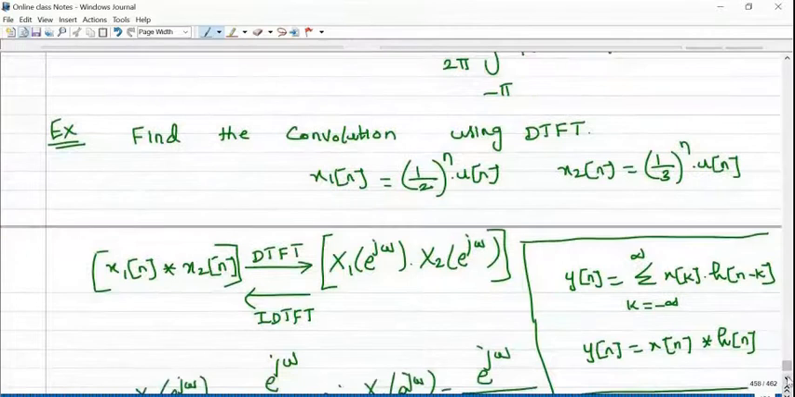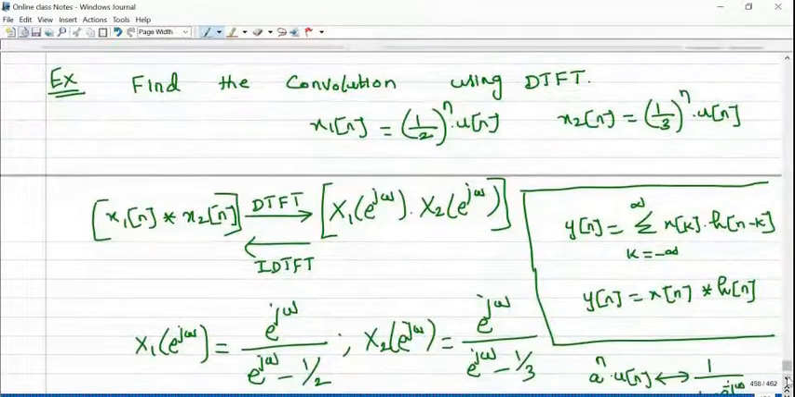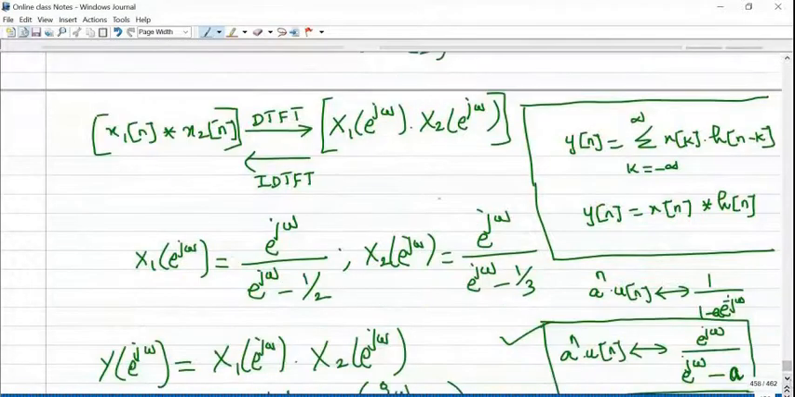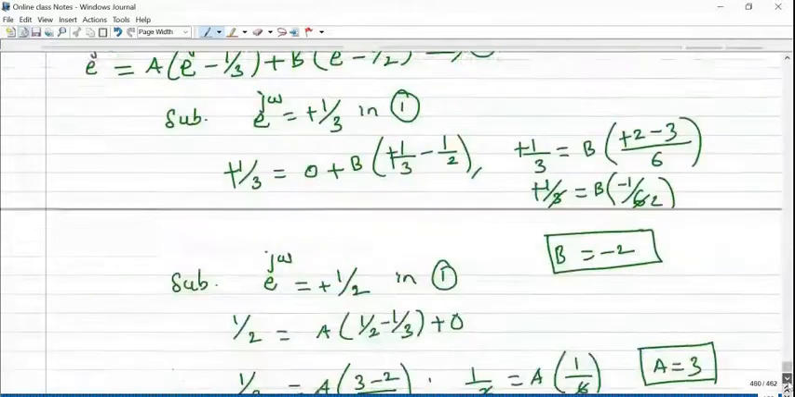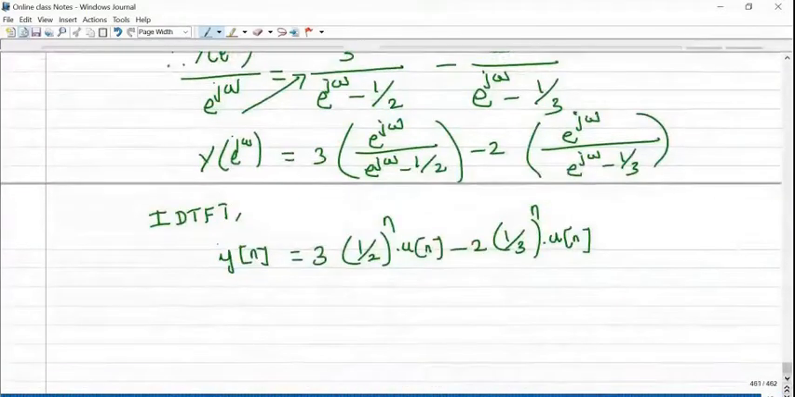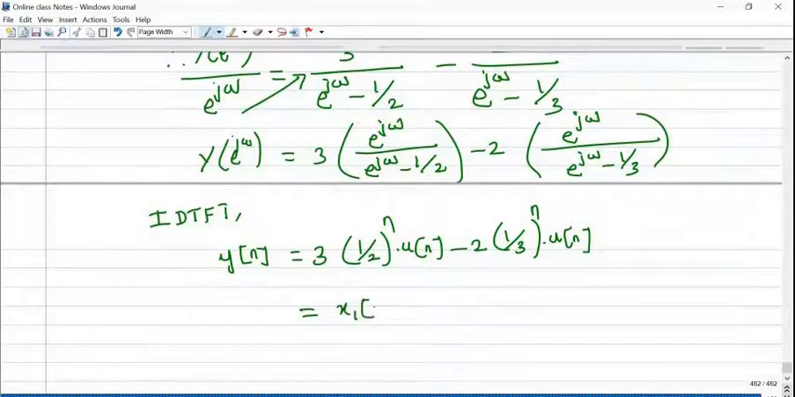Okay. So processing the signal in the frequency domain is much simpler. See, if we go by this method, see how many multiplications and how many additions are involved there. But the same signal we process in the frequency domain: just DTFT of the individual signals, multiply each other, and then partial fraction. Finally apply the inverse DTFT. You will get the convolution between two signals. So this is nothing but x1 of n convolution with x2 of n. This is your result.